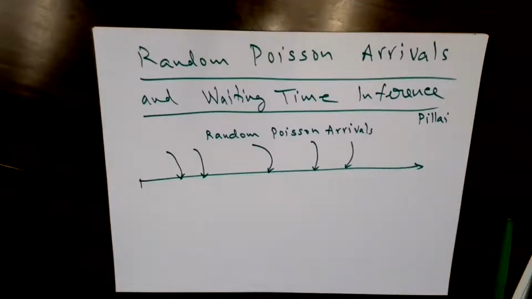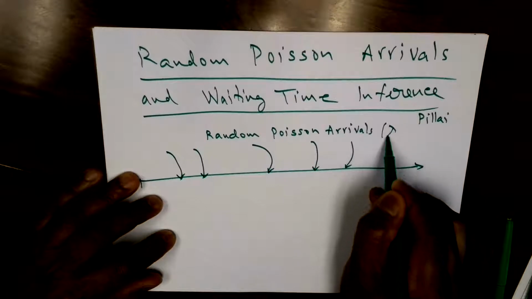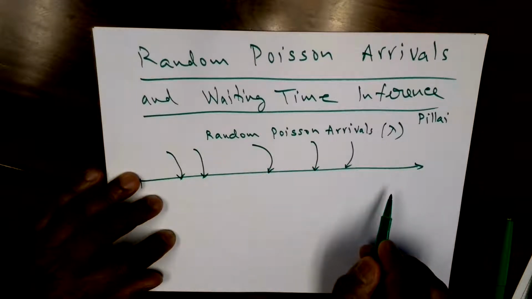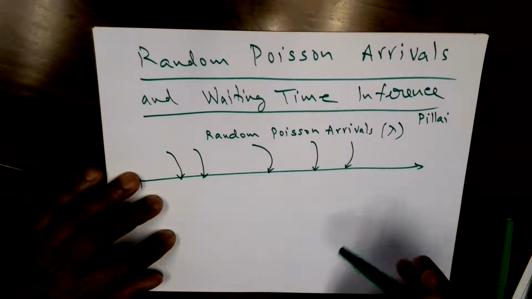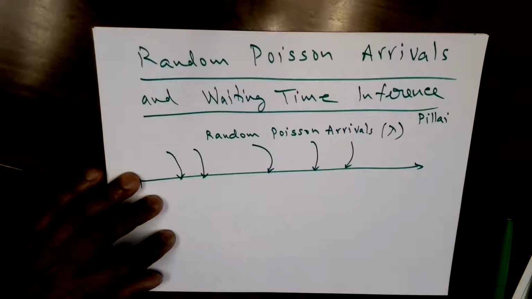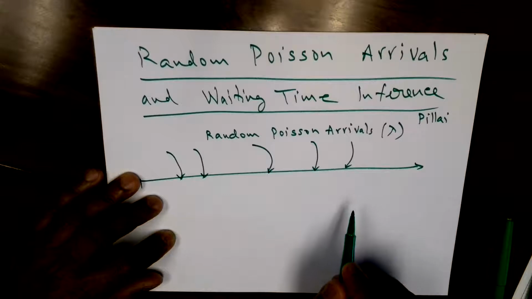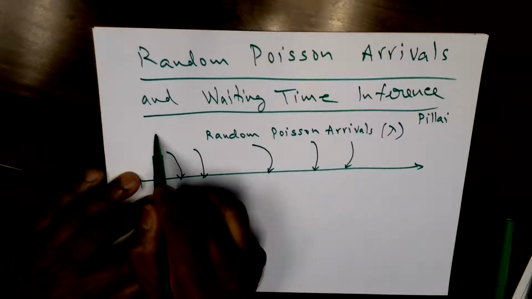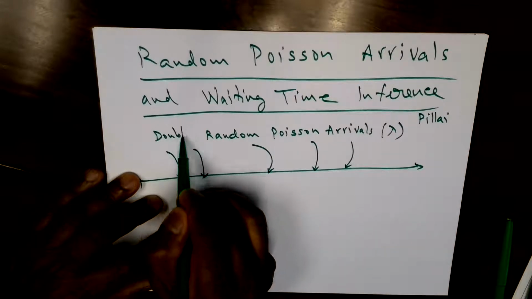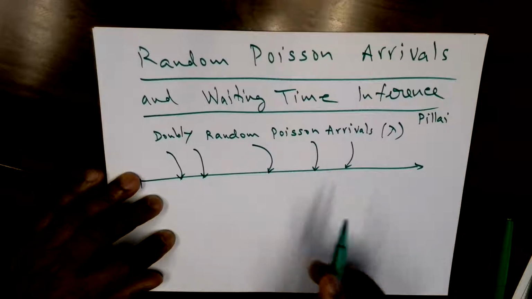Let's look at this problem where we have random Poisson arrivals. By random, I mean the Poisson arrivals usually have a parameter lambda or mu. Here I'm going to assume that that parameter is also random. So this is the usual randomness due to Poisson, and then on top of that, we will call it doubly Poisson arrivals.